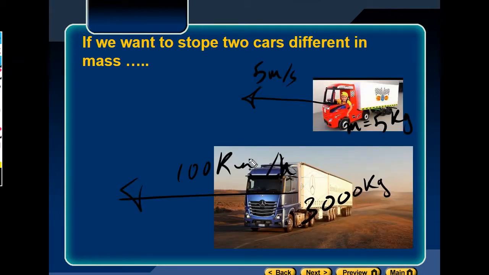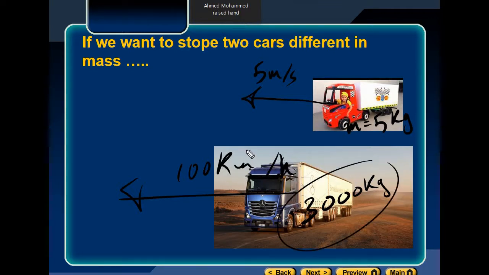Yes, guys, answer. The second. The second one. Yes, excellent. Okay, the second one has more momentum, of course. Why? Because of more mass and more velocity, right?